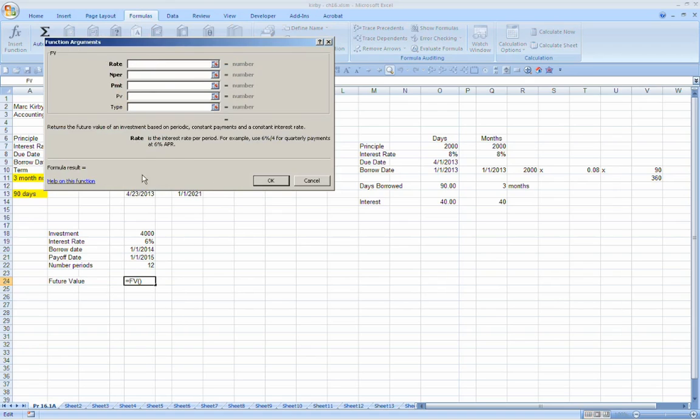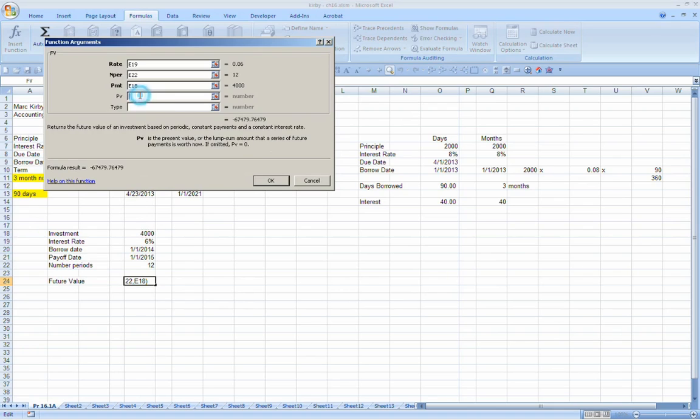My interest rate, notice the function helper walks you through it. Interest rate, click on it. N per is the total number of payment periods in the investment. 12. Okay. The payment is the payment made each period. So notice we've got something a little bit different going on here. We're only making one payment. Okay, so we might have the wrong function. But let's treat this as if we're making 12 payments of $4,000 for a moment. Okay?